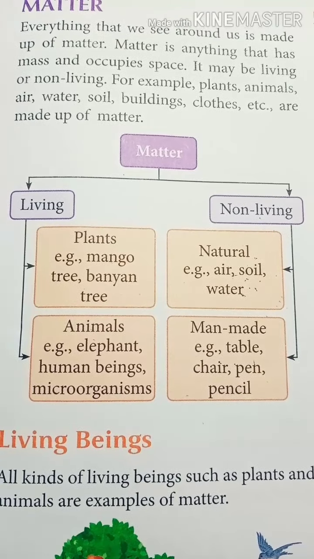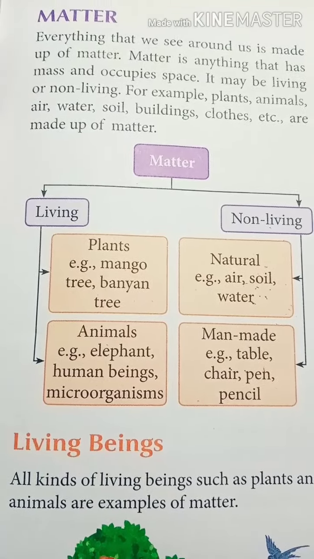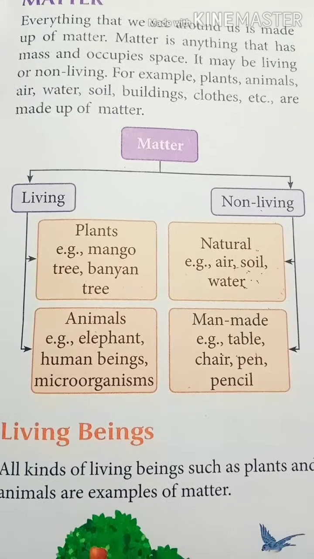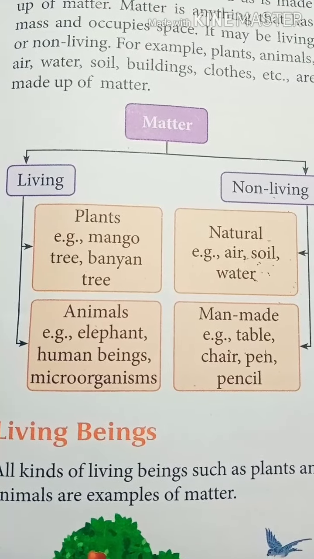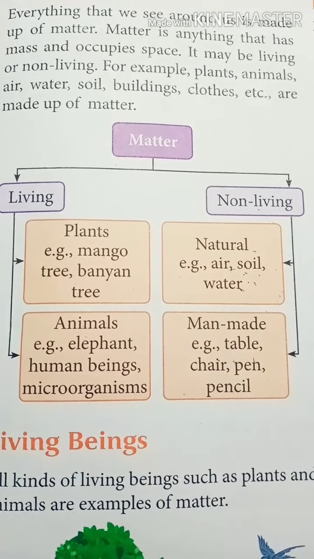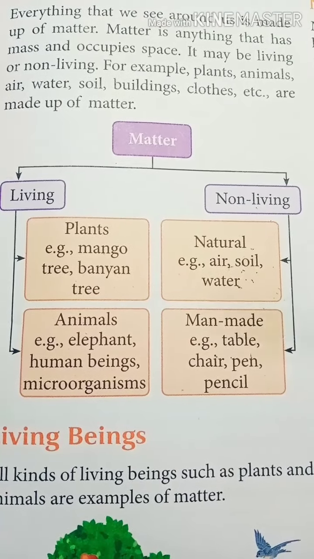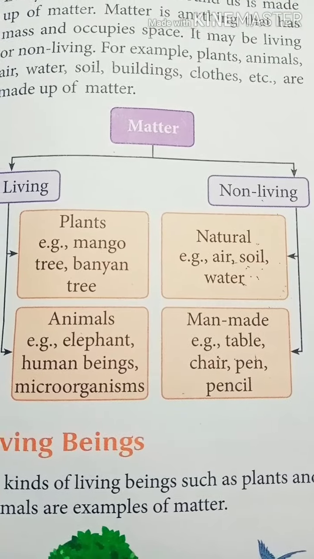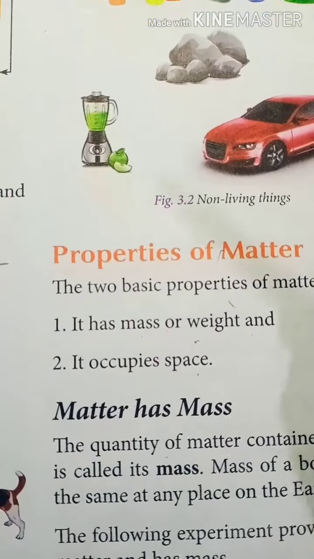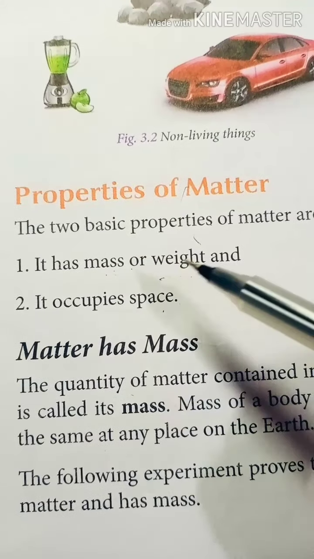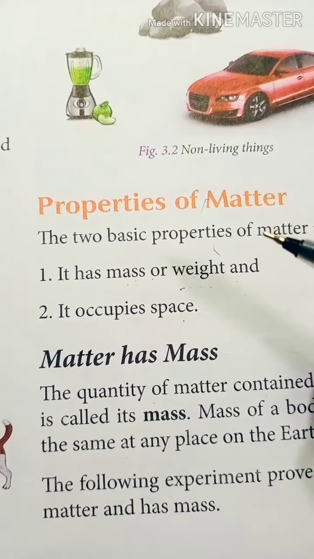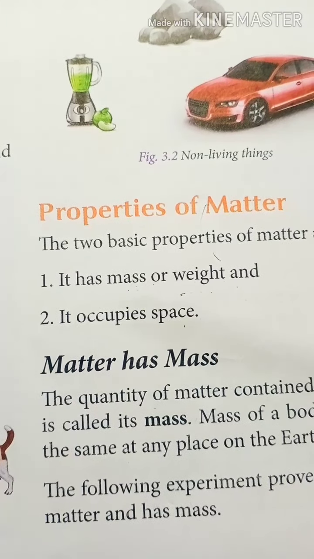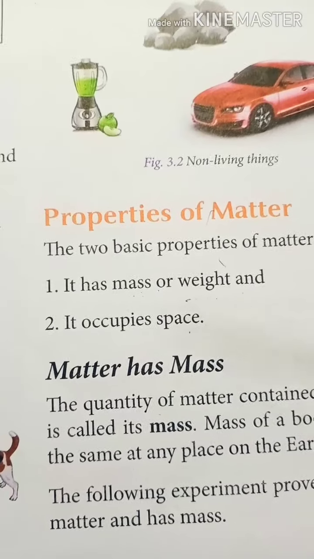But what is matter? Generally, which substances are classified as matter? We cannot haphazardly say everything is matter. Scientifically, which are termed as matter? The substances which follow just two basic properties are termed as matter. The two basic properties are: it has mass and weight, and it occupies space. Then that substance is categorized or termed as matter.